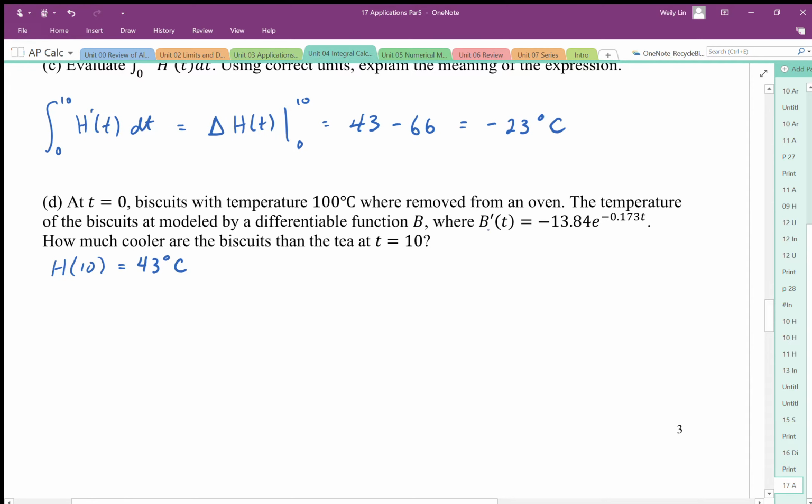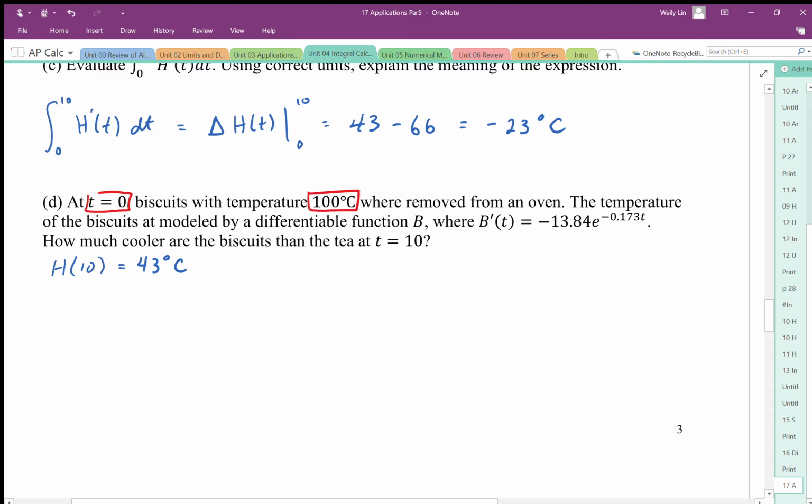We've been given the derivative and we need to find the B. Well, to do that, we need to integrate the derivative function and we need to have an initial condition. And here we have our initial condition. Our initial condition is at t equals 0, the temperature is 100 degrees Celsius.